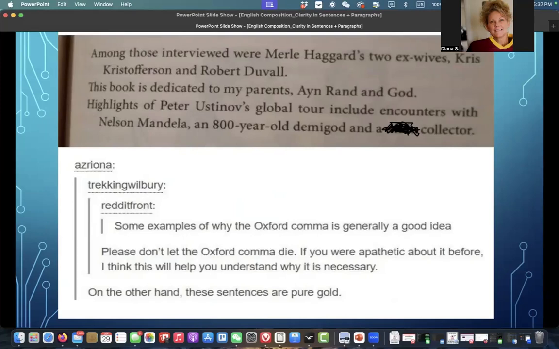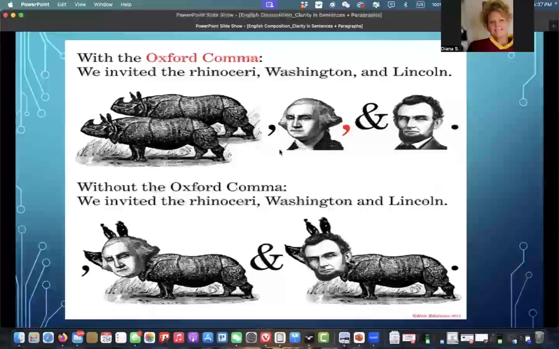The Oxford comma is... I'm trying to think of how to explain this better. And honestly, right now I can't think of it. So we'll head on through the PowerPoint.